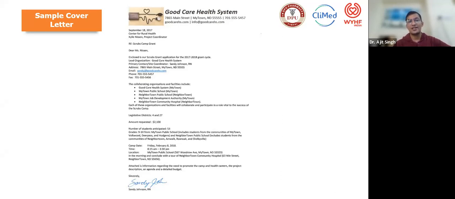Then, "Enclosed is our SCRUBS grant application." That is like your attachments. You can write attachments at the end also, but here it says enclosed with the research proposal. Then the lead organization, your title, your address, and your phone number, contact details. And if it is in collaboration, with multiple centers, multi-centric, then whoever is involved.